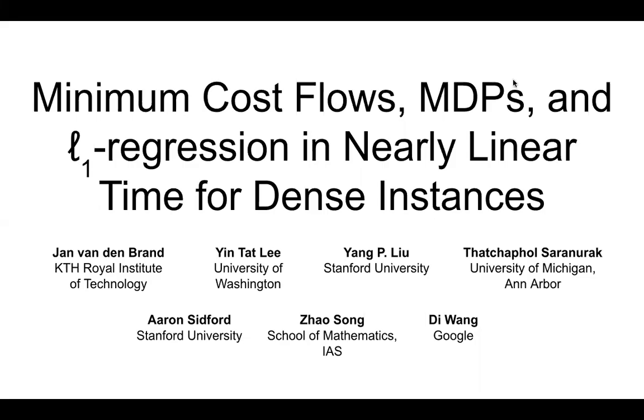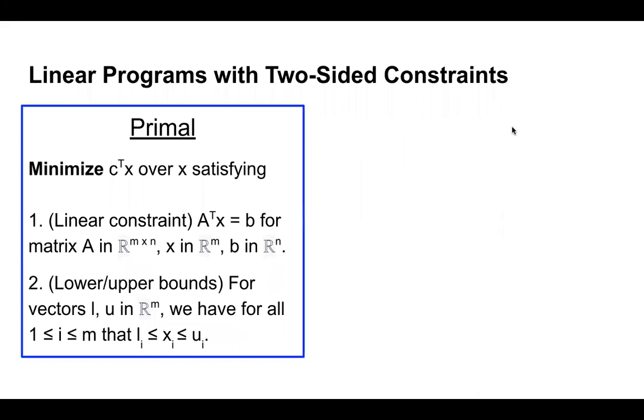Hi, I'm Yang, and today I'm going to talk about min-cost flows, Markov decision processes, and L1 regression in nearly linear time for dense instances. To understand this, more generally, the problems we solve that capture everything I mentioned in the title are linear programs with two-sided constraints.